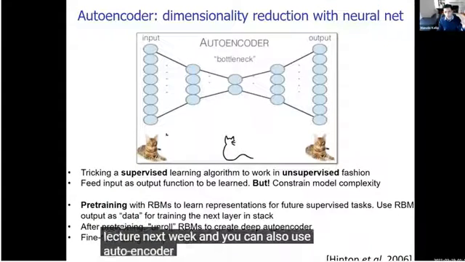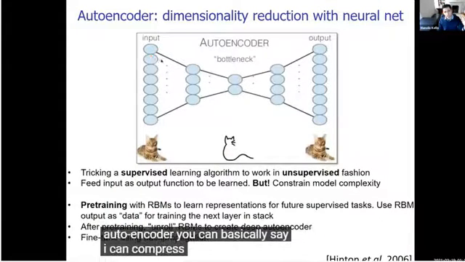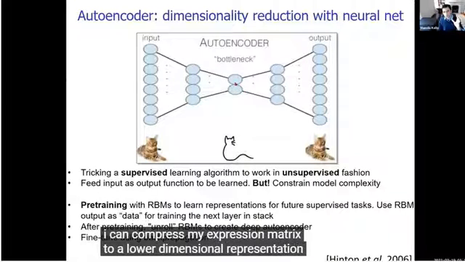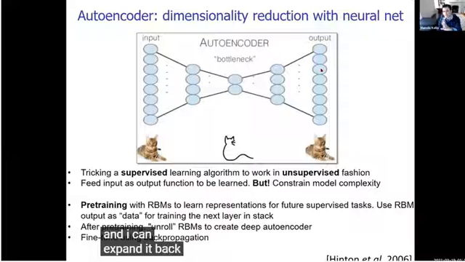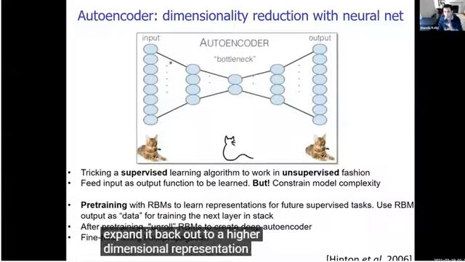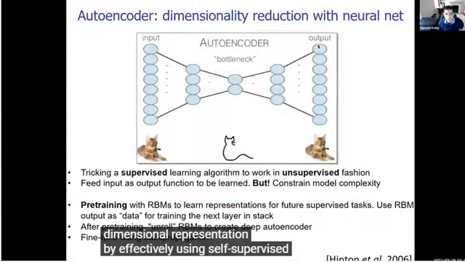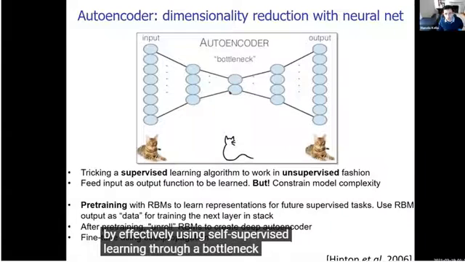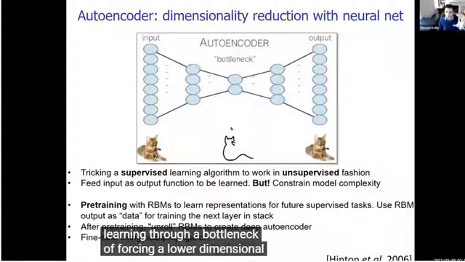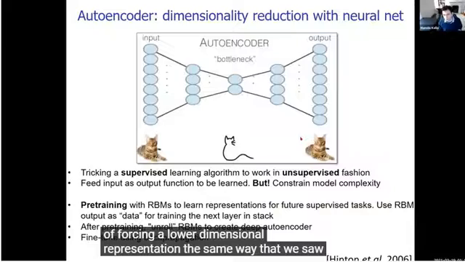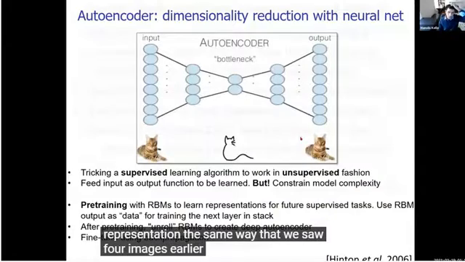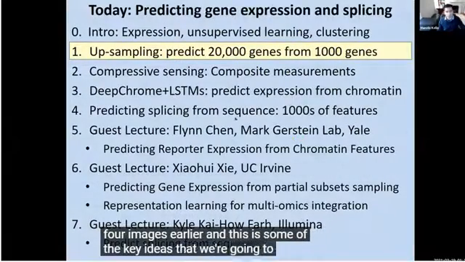And you can also use autoencoders. You can basically say, I can compress my expression matrix to a lower dimensional representation, and I can then expand it back out to a higher dimensional representation by effectively using self-supervised learning through a bottleneck of forcing a lower dimensional representation, the same way that we saw for images earlier. And these are some of the key ideas that we're going to be talking about today.